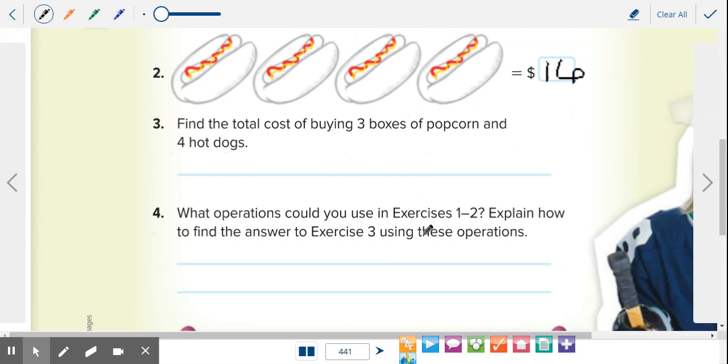All right, so number 3, find the total cost of buying 3 boxes of popcorn and 4 hot dogs. So first off, let's talk about what we're going to have to do here. What do we need to do to figure this out? Add 16 and 16. Add them up. So you basically are doing 6 plus 16, which is what? $22.